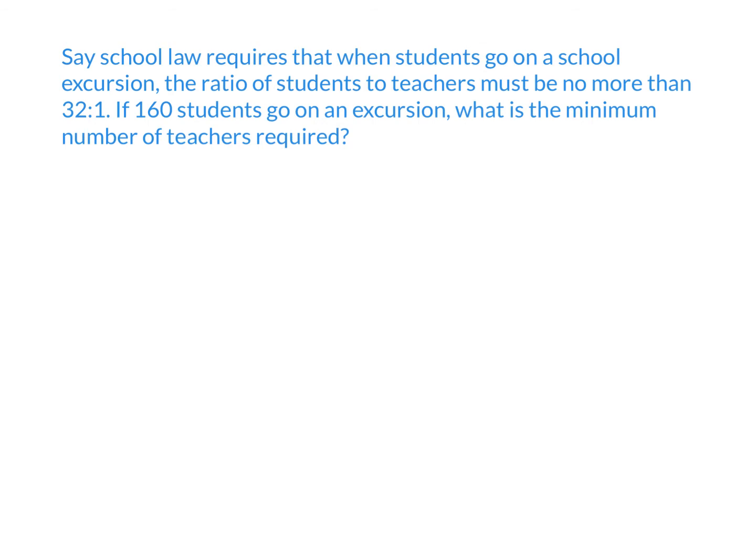So we're saying, students first in the ratio to teachers needs to be 32 to 1 or less. You can't have 33 students for every teacher. That's not allowed. But 31 students, for example, that would be fine. That's what it means by the ratio must be no more than 32 to 1.